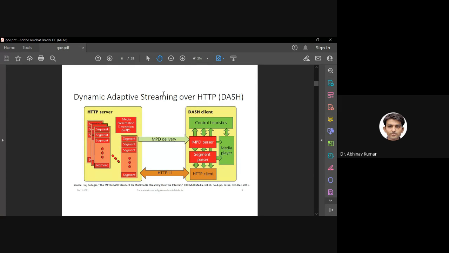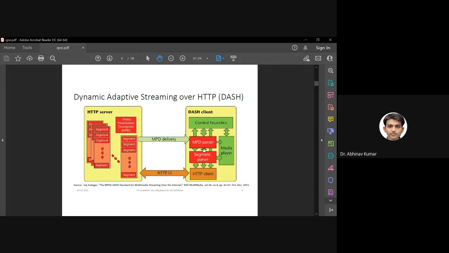And then based on this MPD delivery at the DASH client, where please note this HTTP server, for example, you can imagine this running on the YouTube server, and this DASH client is running, for example, in our browser or in our mobile phone, right? In the application in the mobile phone. And there are several control heuristics already available as part of this DASH client, where they process the MPD parser, they send it to the media player, whichever media player we are using at the client side.